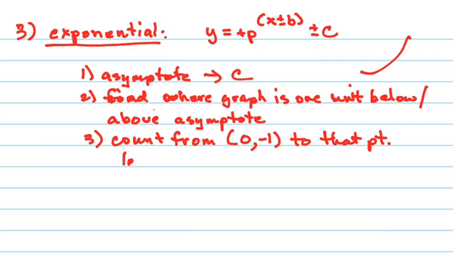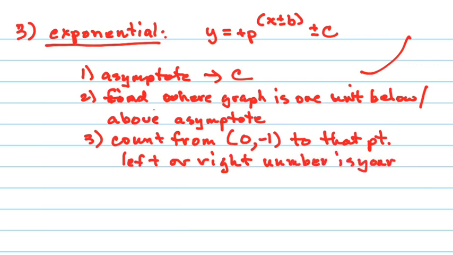And the left or right number is your B. Remember that C and B are always, B is always right or left, C is always up or down, right? And the asymptote is always up and down, but the B that you get for this number.